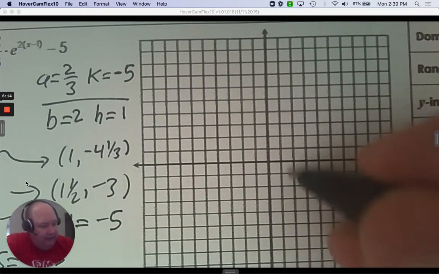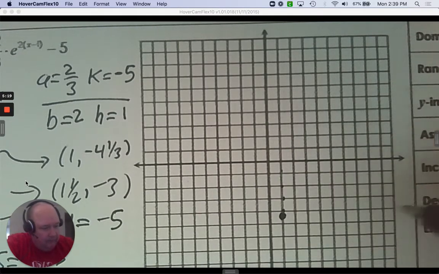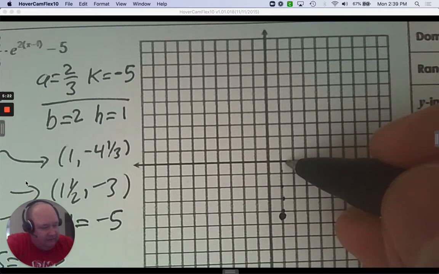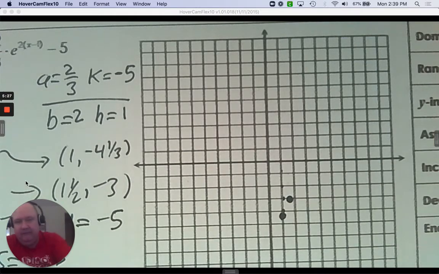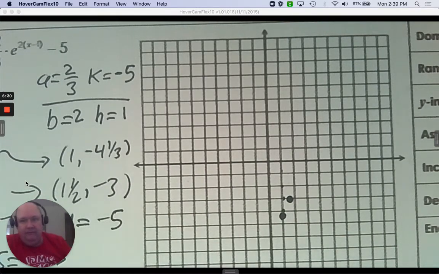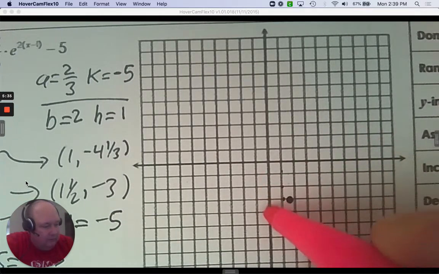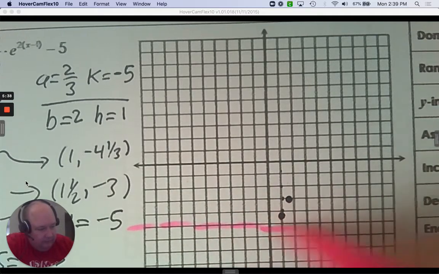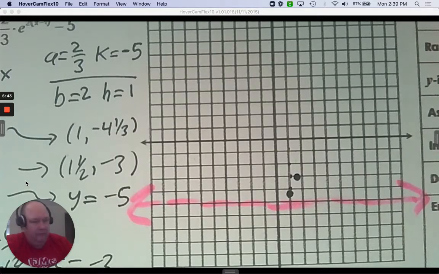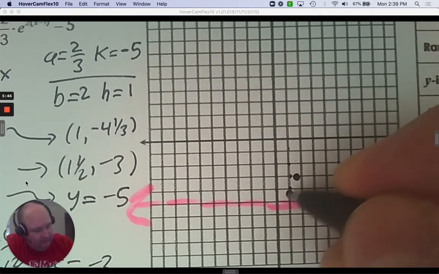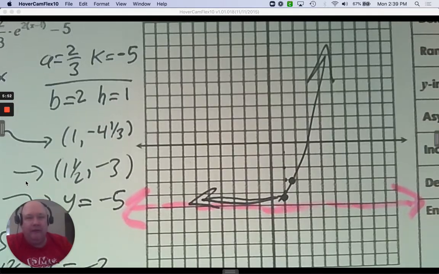So (1, -4 and a third), (1.5, -3), and then the asymptote at -5. And then connect this. So there's your curve of an exponential.